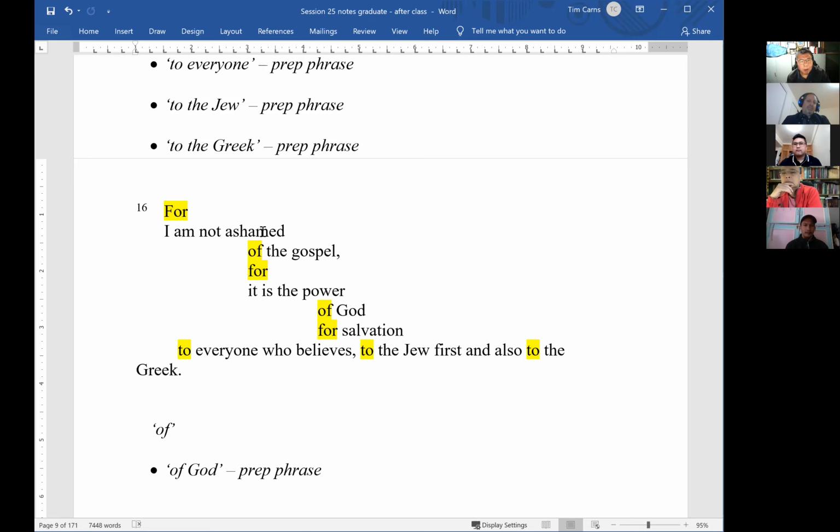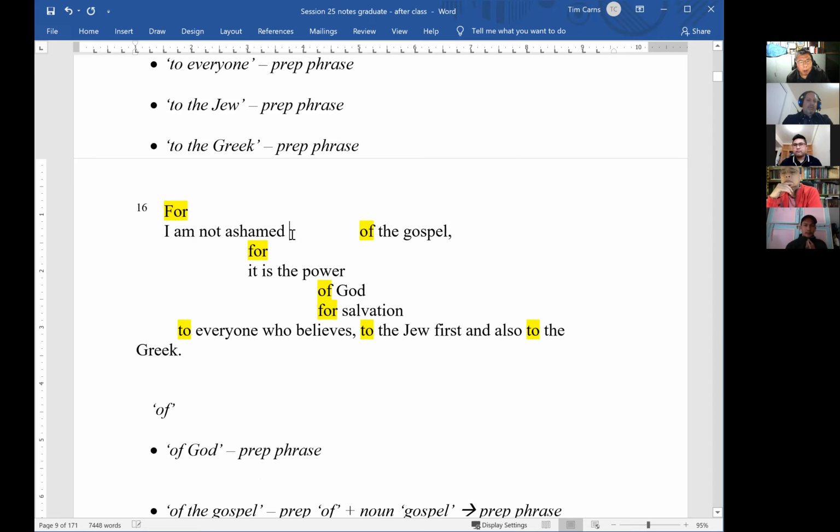But now understanding that ashamed of is really the verb here, this is a sentence. Here's my verb. I underline my verbs. So my subject is I. My verb is am ashamed of. And then the gospel is the object. So it's clean: subject, verb, object.